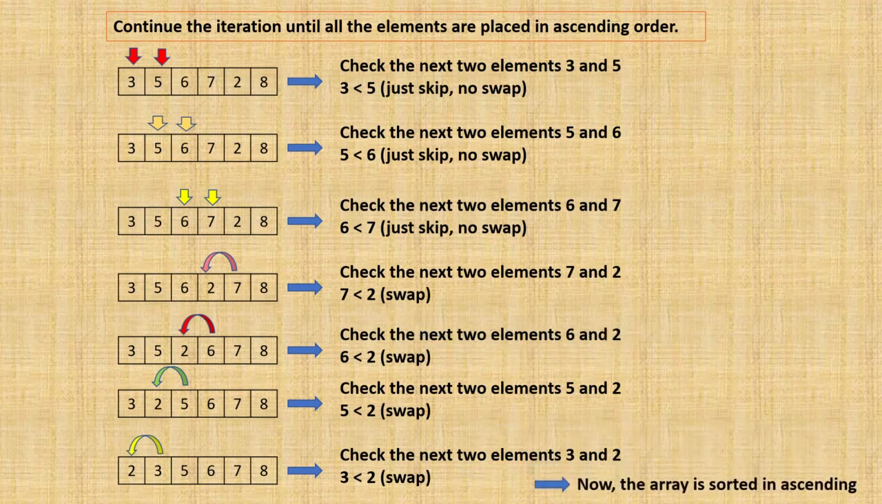Now you can see all the 6 elements of the array are in ascending order: 2, 3, 5, 6, 7, 8. This is the second iteration.